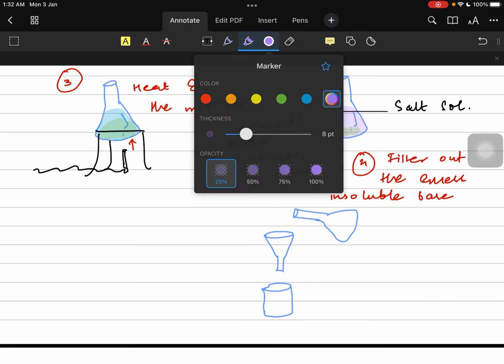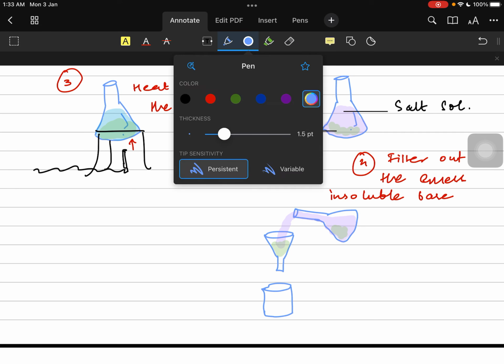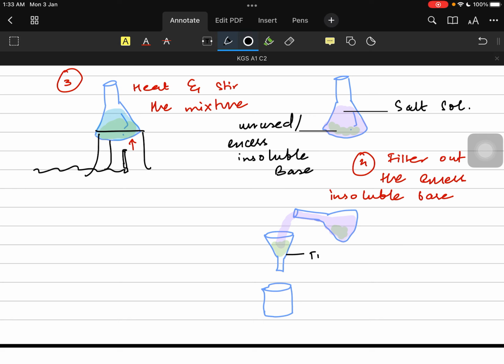So you have your solution over here. Remember, the purple colored solution was right over here. So you're transmitting your solution along with the excess insoluble base. You're going to collect it on the filter paper. This is your filter funnel. Over here you have a filter paper. What you're passing down is the filtrate. So your filtrate is the soluble salt solution, and what you have on the residue is the excess insoluble base.